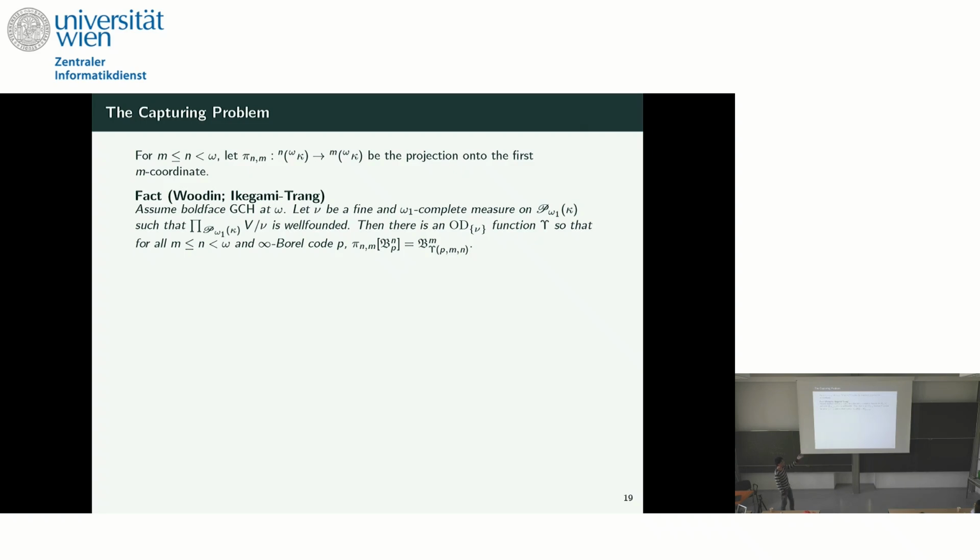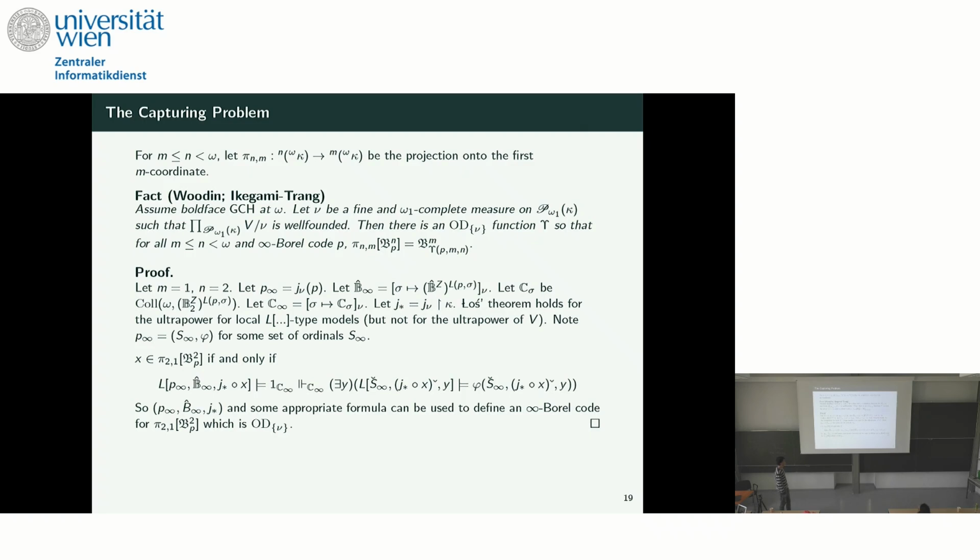So in other words, Υ is an OD_ν uniform way of transforming an ∞-Borel code for an n-dimensional set to its projection onto m. And let me just give a little detail of how to do this. Okay, to simplify things, let m be 1 and n be 2. So let P^∞ be the image of P under the ultrapower map.